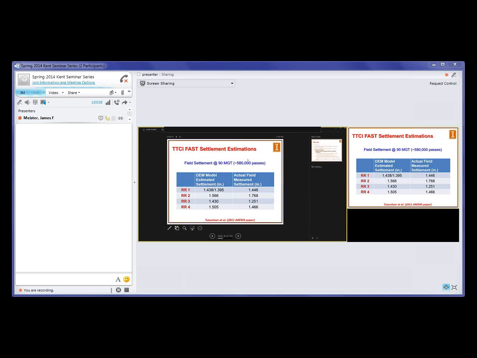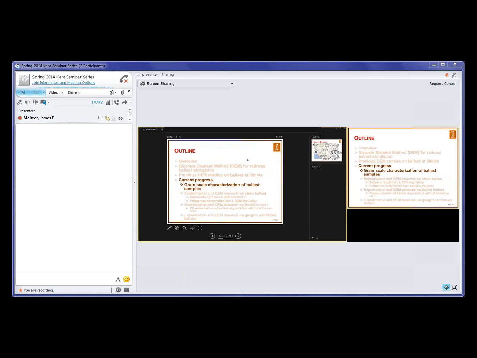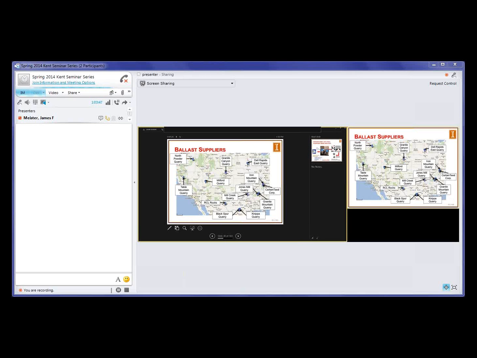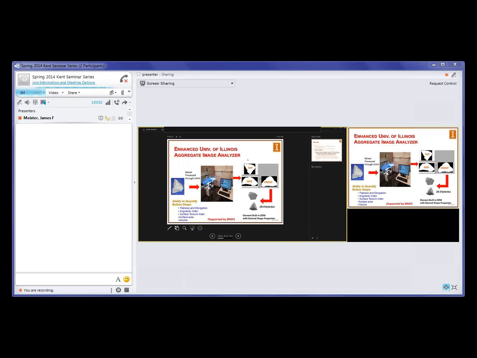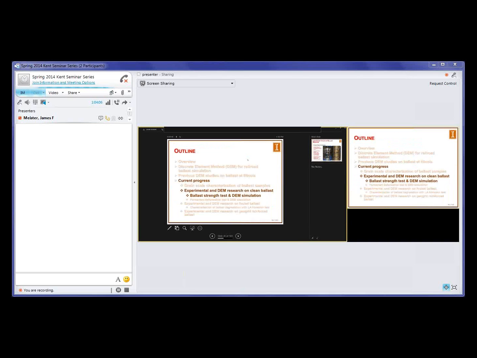So after that, the current progress is we try to collect all the particles throughout the United States from aggregate suppliers, try to build up the library through image analysis to quantify all the angularity, flat and elongation ratio, substructures, information of all the different kinds of materials, many used by railroad. And then with that, we try to develop the capability to simulate a large-scale triaxial test. But before we simulate the large-scale triaxial test, we'd better do some triaxial tests first.